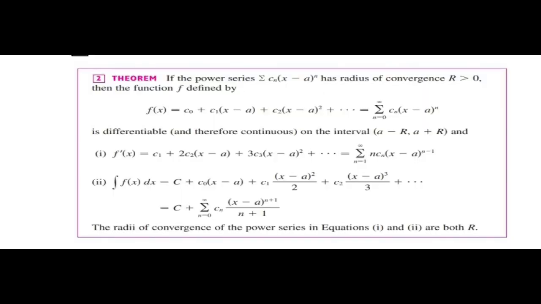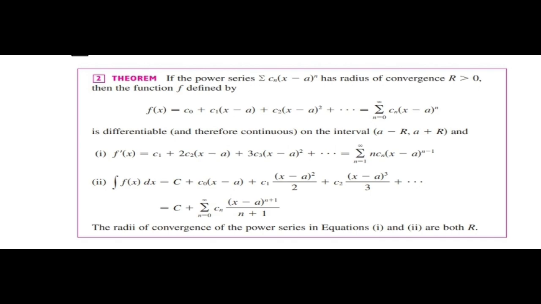Now let's look at this theorem. If the power series summation of c sub n multiplied by (x minus a) raised to n has radius of convergence r greater than 0, then the function f defined by f of x equals c sub 0 plus c sub 1 multiplied by (x minus a) plus c sub 2 (x minus a) raised to 2 plus and so on, equals the summation of c sub n (x minus a) raised to n, where n equals 0, is differentiable and therefore continuous on the interval a minus r to a plus r.